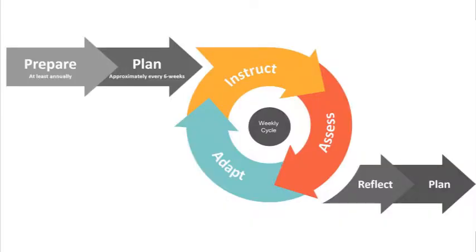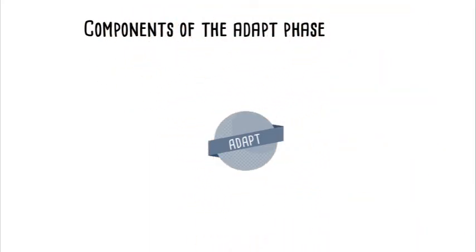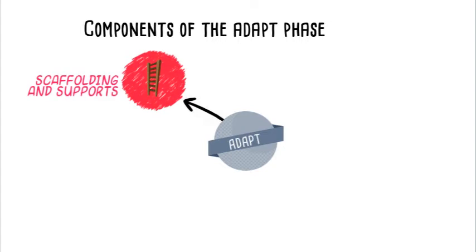Understanding the components of the adapt phase of the instructional cycle helps collaborative teacher teams be intentional about how they can use their data to inform their practice. So let's review the components of the adapt phase of the instructional cycle. First is scaffolding and supports. Many students' learning challenges can be preempted through proactive planning to address complex gaps in daily lessons using evidence-based scaffolding and supports, like modeling, guided practice, and targeted specific feedback, just to name a few.